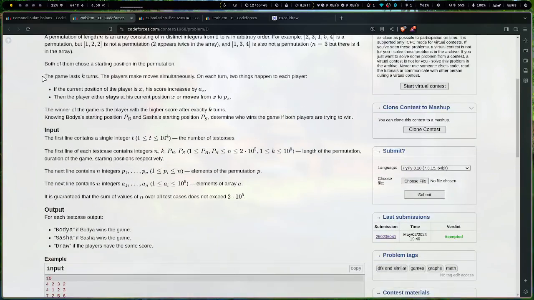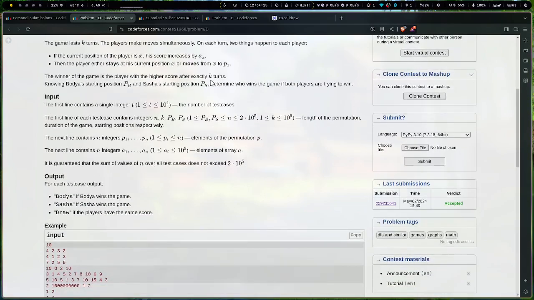This is the game they are playing. There are k turns. Suppose k is equal to 5, so they play 5 times. First time someone wins, second time someone wins, and then we need to find who wins. They play k turns simultaneously. They will not do it like I play first and second also, then third also I play, then fourth you play. No, they play simultaneously, alternately.